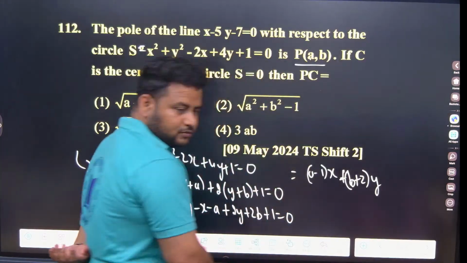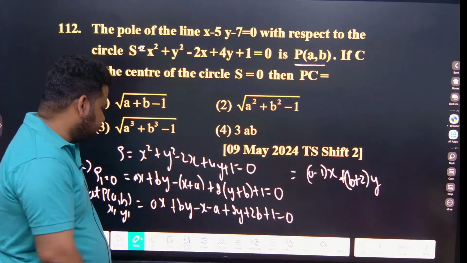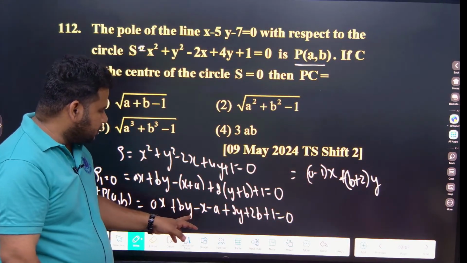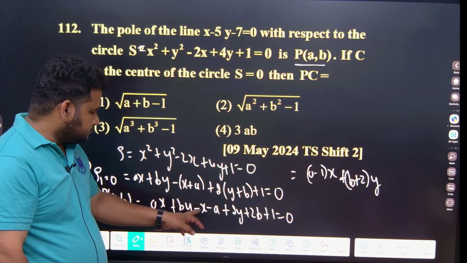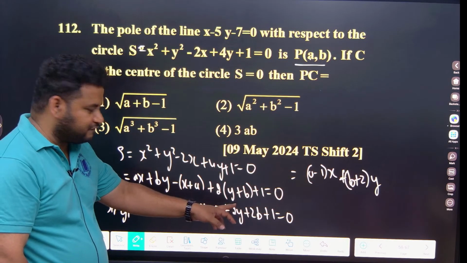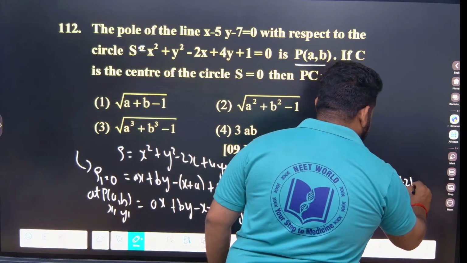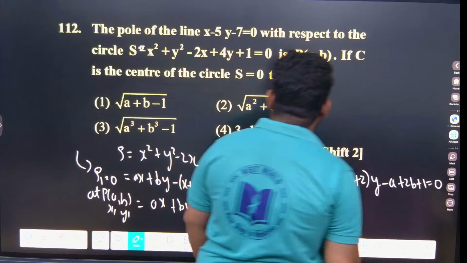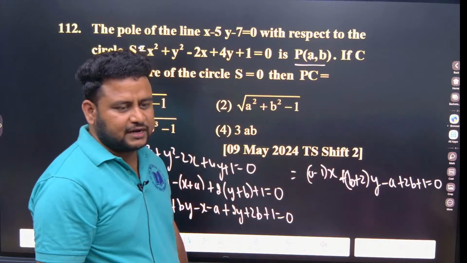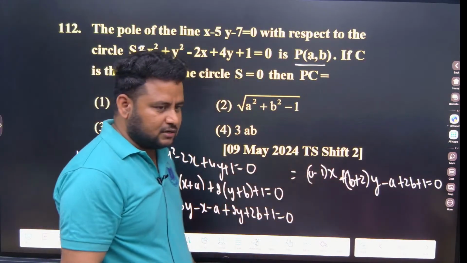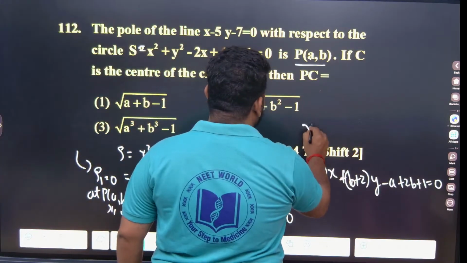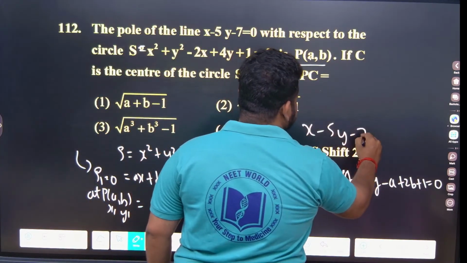Now what is left out? You have to focus on the class. What is left? Minus a is left, plus 2b is left, plus 1 is left. Minus a plus 2b plus 1 is equal to 0. But they have already given the equation of polar, right? What is the equation of polar they have given? x minus 5y minus 7 is equal to 0.